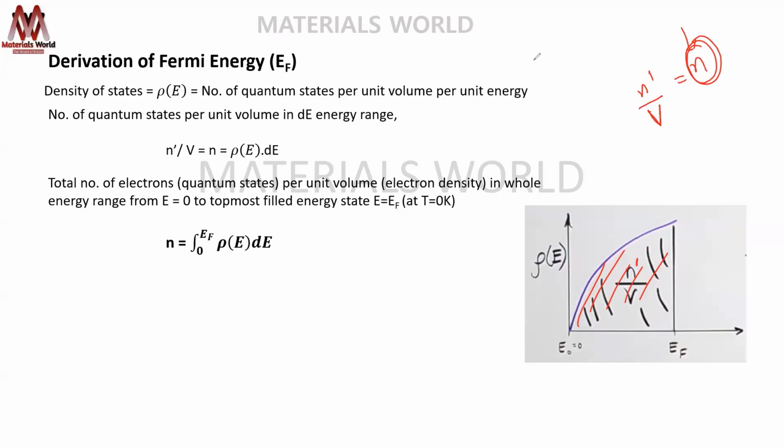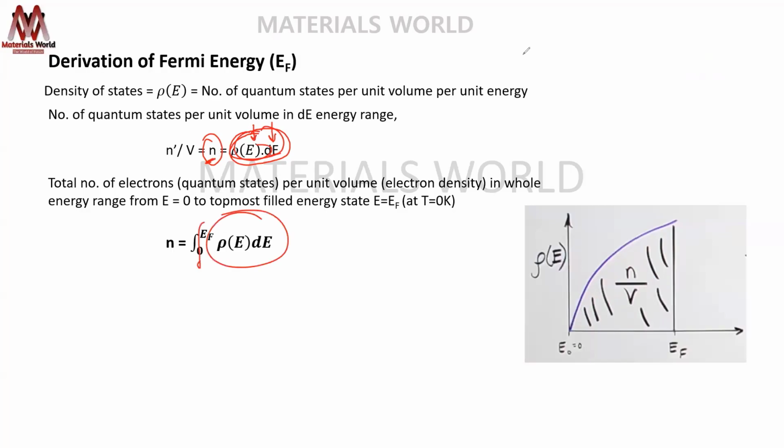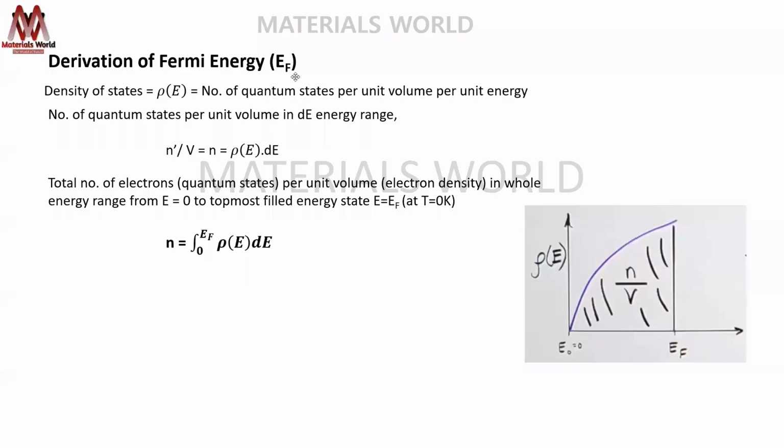But you have to know your N is rho of E dE. This is per unit energy; multiply by energy, and you'll get, for that energy, the number of electrons. Now integrate, and you'll get the total electrons. Now you can calculate the expression for 3D as well. Let's calculate this electron density, that is the number of electrons per unit volume, with the rho E.